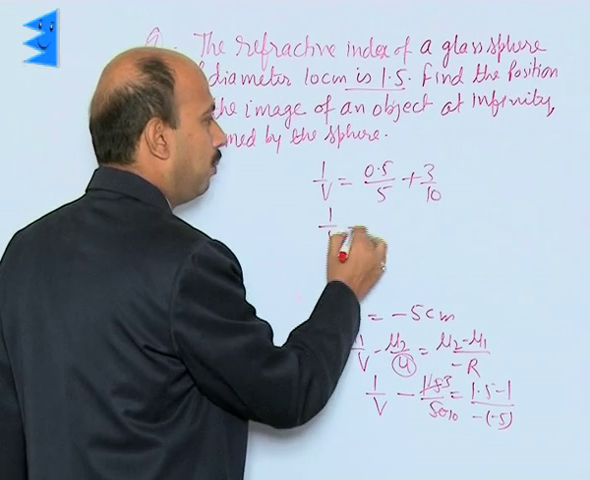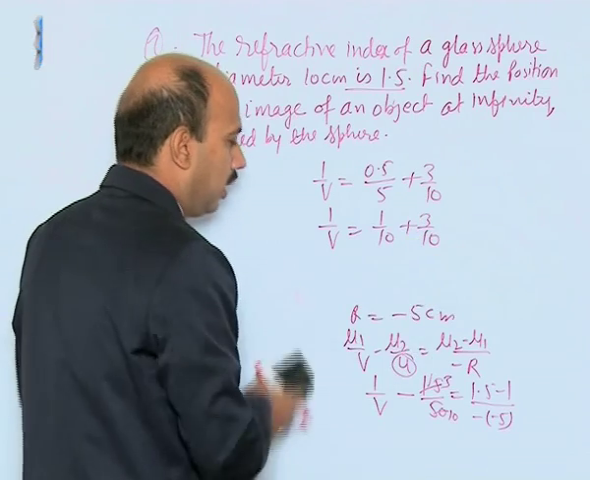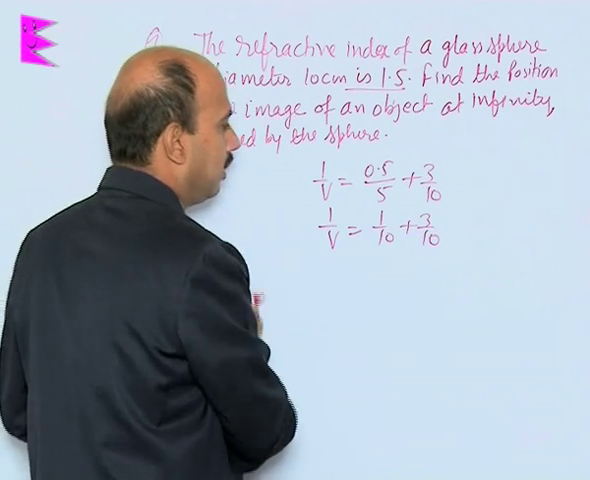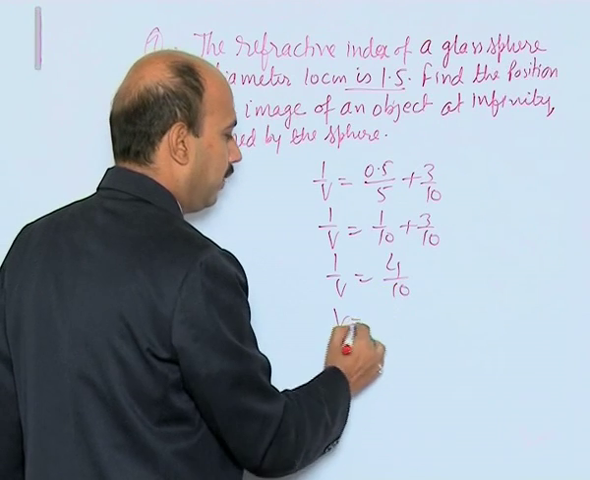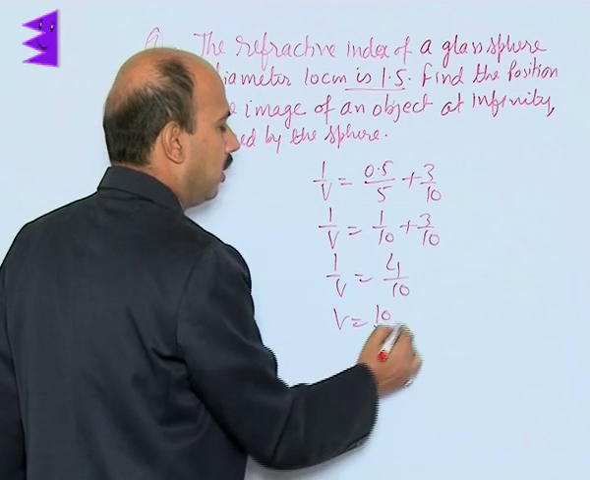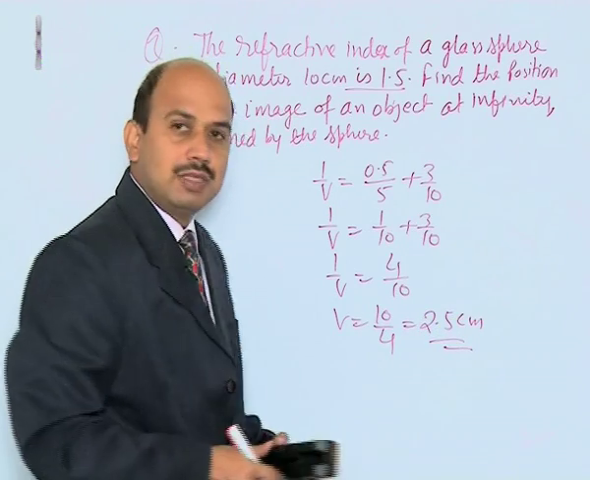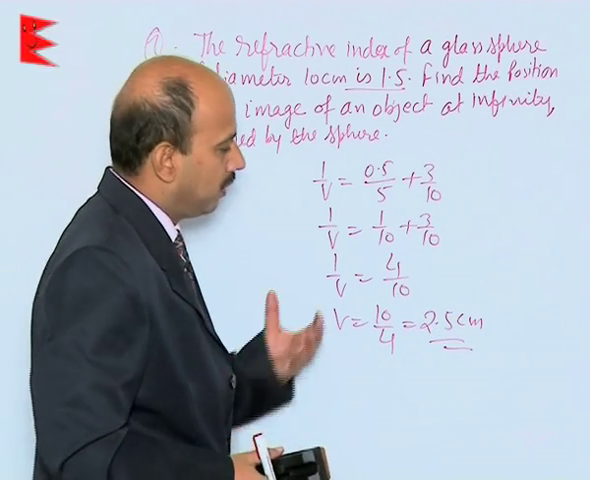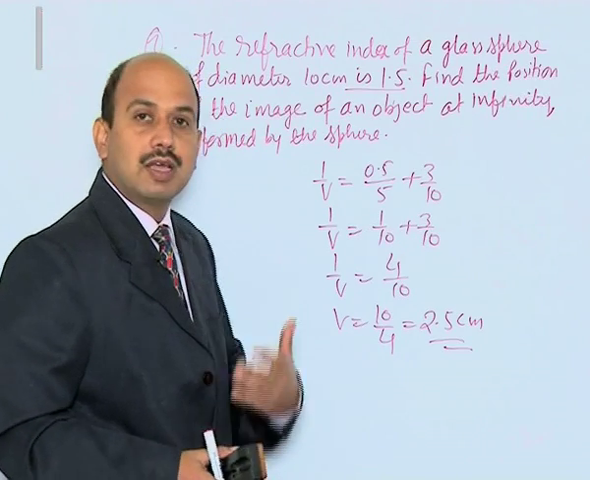So, 1 upon V is equal to 1 by 10 plus 3 by 10, and we will be getting 1 upon V is equal to 4 by 10. So, V is equal to 10 by 4, that is 2.5 centimeter. So, final image is obtained at the distance of 2.5 centimeter from P2, that is from the second surface.